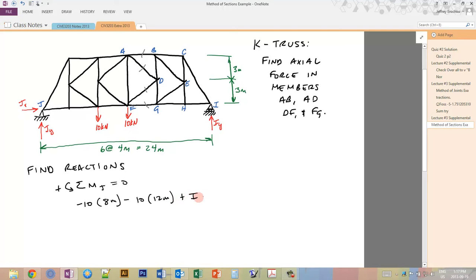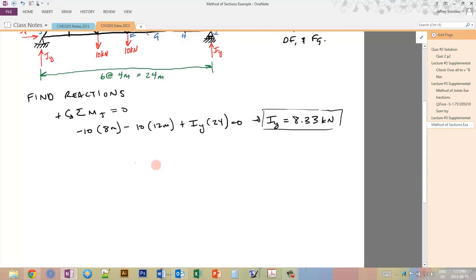And then the vertical reaction at I, which is Iy, times 24 meters, which is the entire length of the truss, equals 0. If we solve this equation for Iy, we get Iy equals 8.33 kilonewtons. Well, this is the only one that we're really going to need in our analysis, but just in the interest of completeness, I'll find the other two as well.